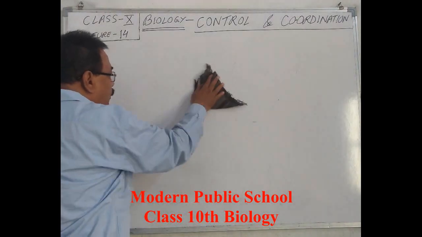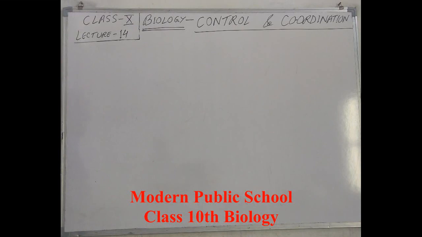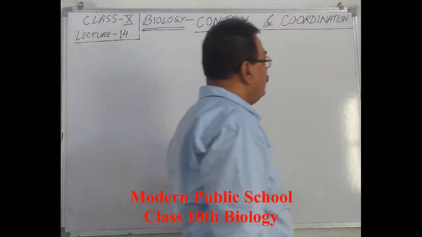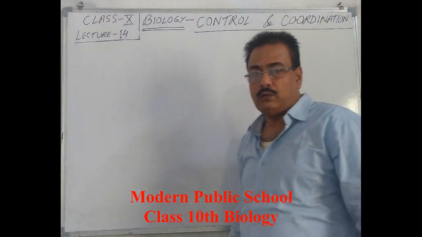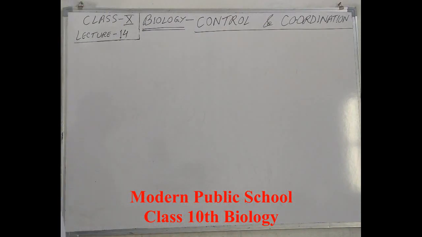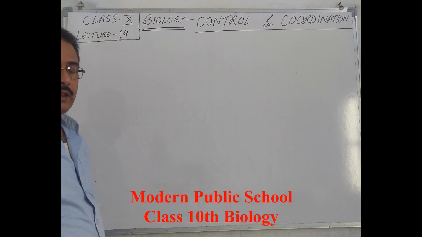Control and coordination. Control is performed by the nervous system and coordination is performed by the muscular system. Both the systems together control and coordinate the different types of movements in our body.